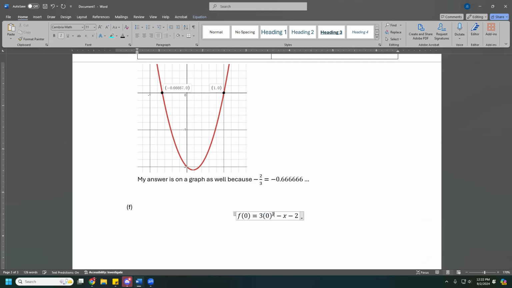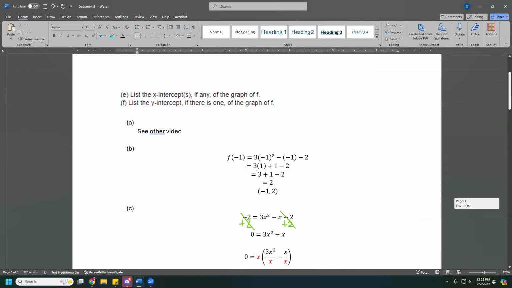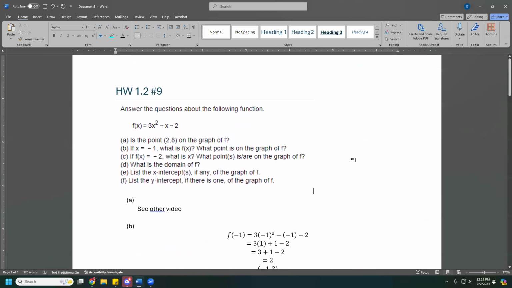So this is going to be 0 squared. This is going to be minus 0. So in the end, I'm just going to get 0 minus 0 minus 2, which is negative 2. Right, because this is just 0. This is already 0. So the only thing I'm left with is negative 2. So my y-intercept is going to be negative 2. So this is how you tackle a particularly nasty problem from homework 2.